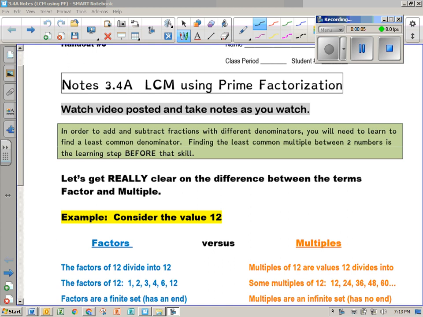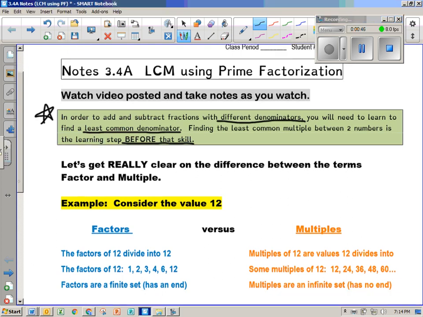Going to start talking about least common multiple now instead of greatest common factor. So these can easily be confused, although they're very, very different. One of the reasons we're learning how to find least common multiples is in order to add or subtract fractions with different denominators; you have to learn how to find a least common denominator. Well, finding the least common multiple between two numbers is the step before the skill of finding a least common denominator.